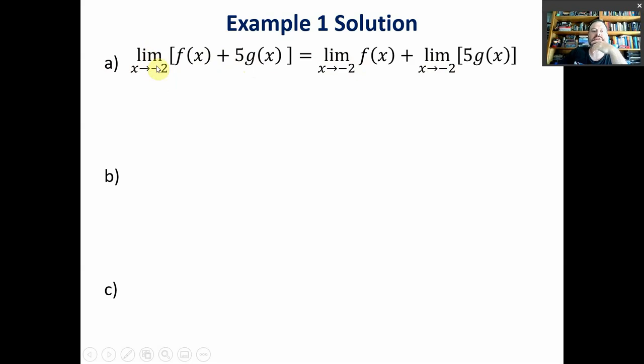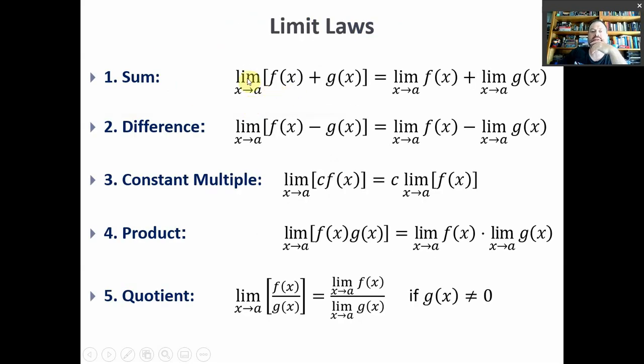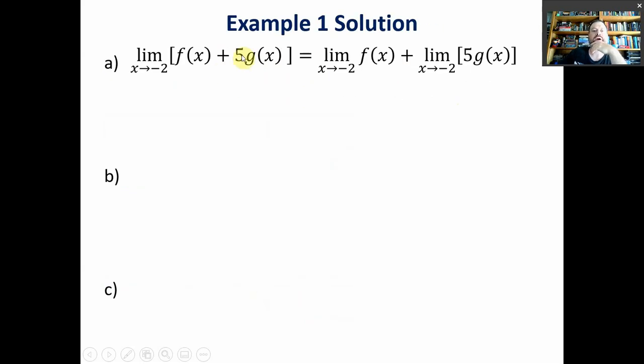So this limit, using the sum law, says if I have the sum of two functions, I can distribute the limit inside the sum. Now, if g of x is a function, then 5 times g of x is a function. So we're going to go ahead and distribute that in here and then distribute this limit. I distribute it on the left side and on the right side. Whatever 5 times g of x is, we leave it. So we're not ready to solve anything yet, because we have to keep breaking it down.